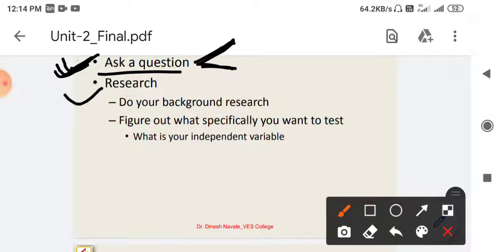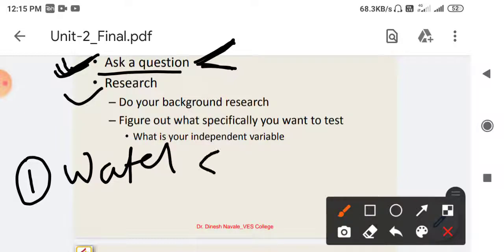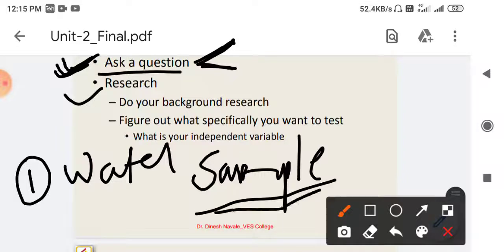So the second thing is the research. Once we have got to the problem of why we are going to analyze the water sample, the water sample is our area of interest or research. So water sample analysis is our area of research.